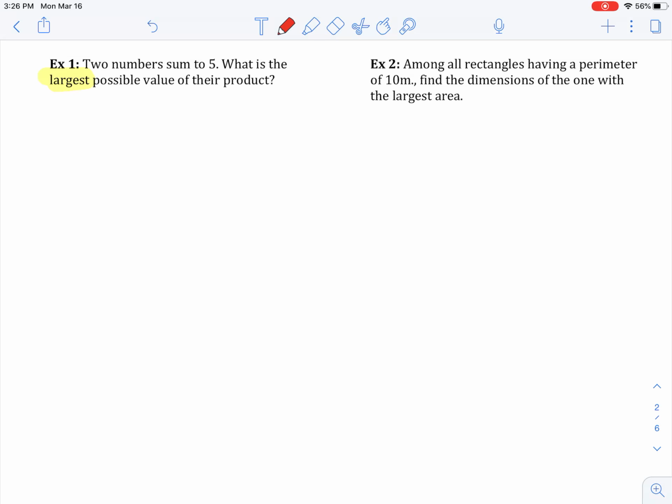So like any word problem, we need to define the variable that we're working with. So we have two numbers. I'm going to define my first number as x, and I'm going to define my second number as y. And if my two numbers sum to 5, that means that x plus y would need to equal 5. And if I want to know the largest possible value of their product, well, in order to get a product, that means that I would have to multiply those two numbers.